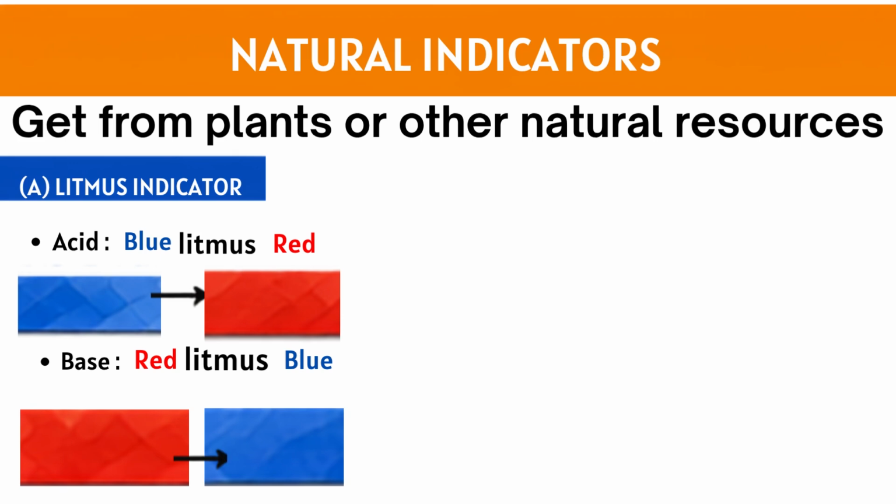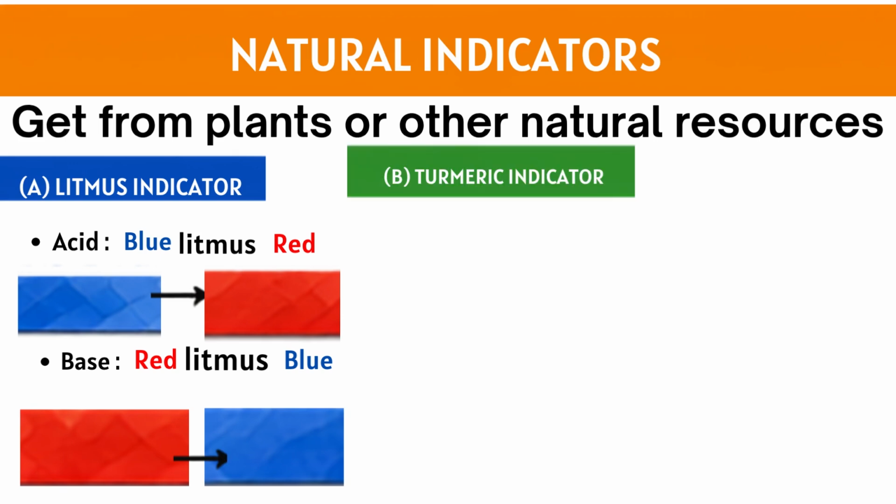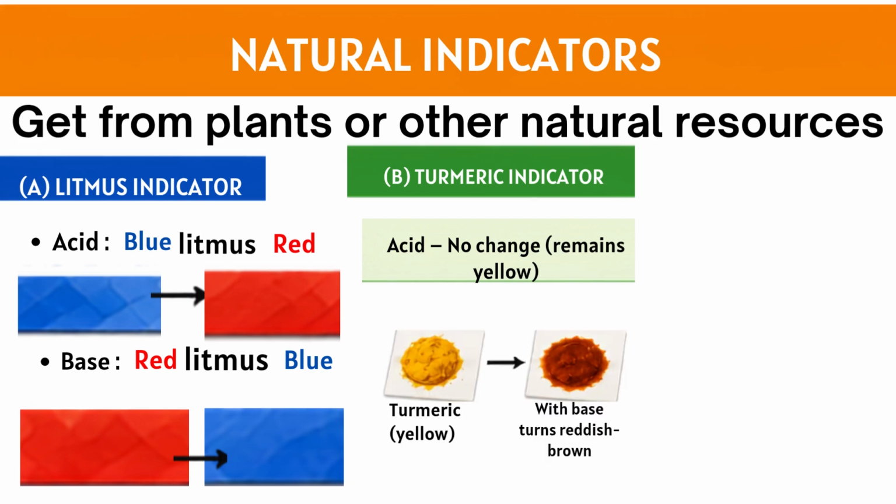Second natural indicator is turmeric. In case of turmeric, when we add acidic solution then there is no change in color, means turmeric remains the same yellow color. But when we add the basic solution then turmeric color changes into reddish brown.